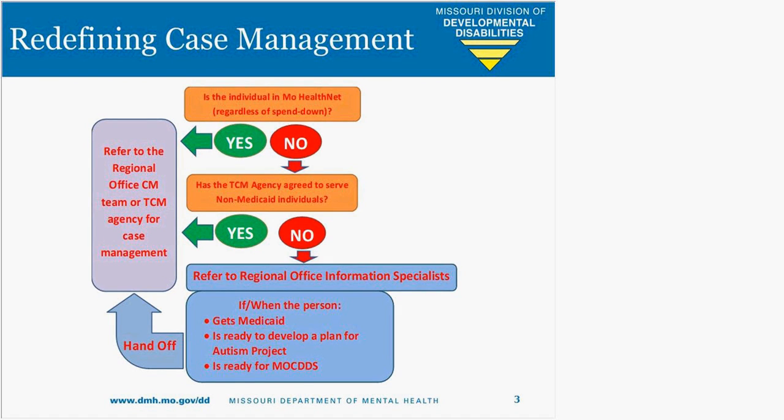If an individual with autism is referred to the information specialist, and through the actions of the information specialist is ready to develop a plan for autism project, that person also would be handed over to the TCM agency or the Regional Office Support Coordination System. And for meds, it works the same way. So information specialists have two functions. One is to get good information out to the individuals they are working with, and this is to get them handed off to the appropriate TCM agency, whether state or regional office, when they're ready to receive those services.